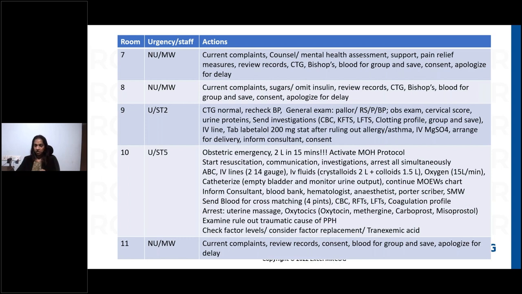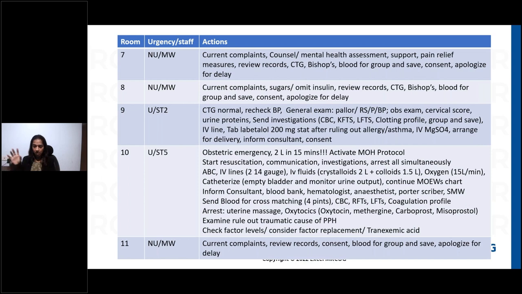When you say arrest in a patient who is bleeding from the uterus, the first step is uterine massage. Please don't forget that. Uterine massage, empty the bladder. First steps. Oxytocin, methergine, carboprost, misoprostol can go in that order. Examine to rule out traumatic cause of PPH. In addition, because she has von Willebrand disease, you would say, I would like to check factor levels, consult a hematologist, which you have said in the communication part, and consider factor replacement and tranexamic acid. This is additional, how it is different from other PPH.